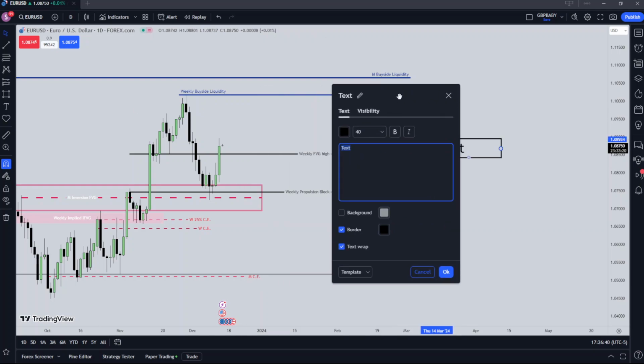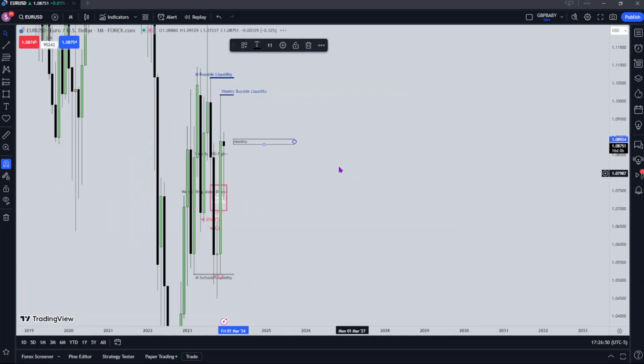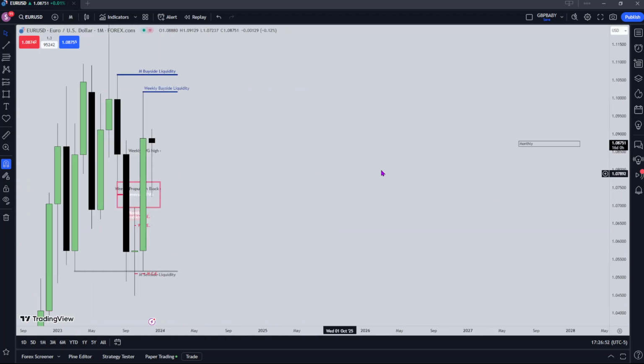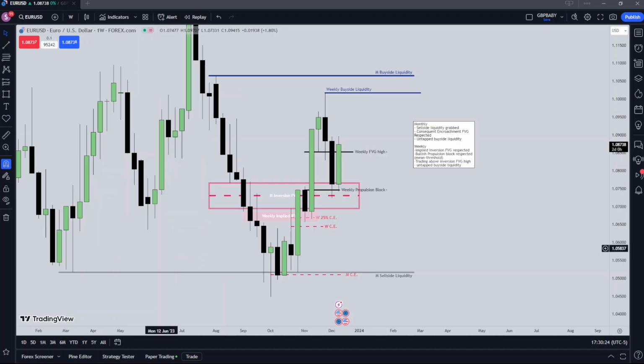So on the monthly, let's make it smaller. Let me start on the monthly and do this. Actually, that would make sense, wouldn't it? So I've made a list now of everything that we're looking at.